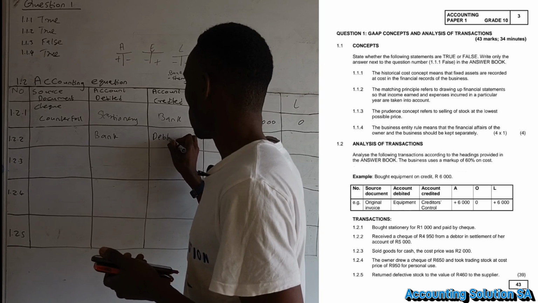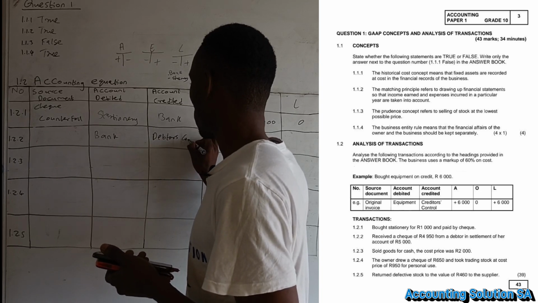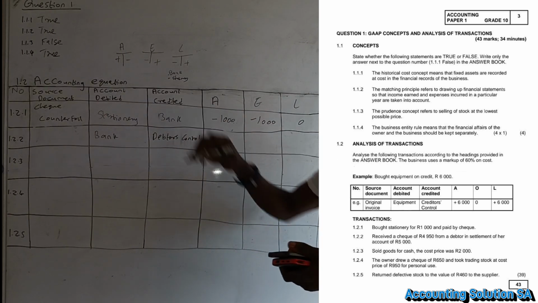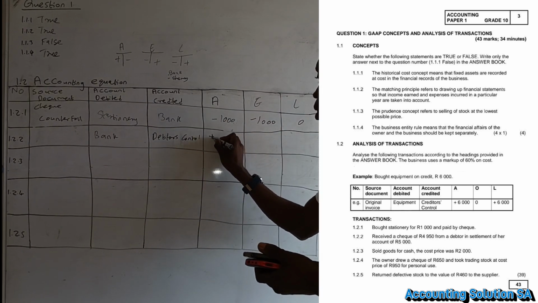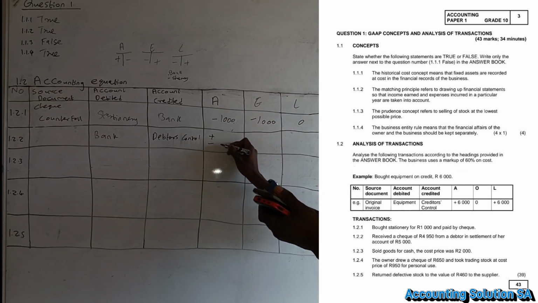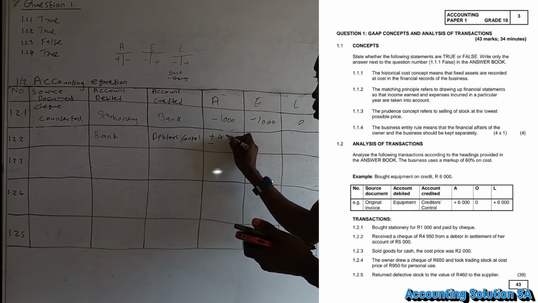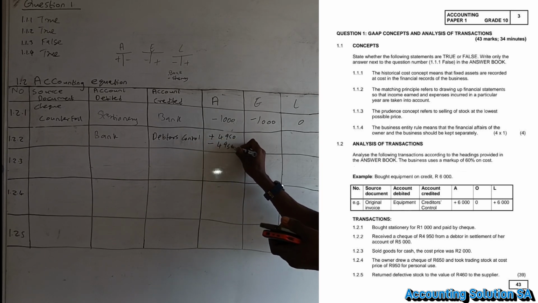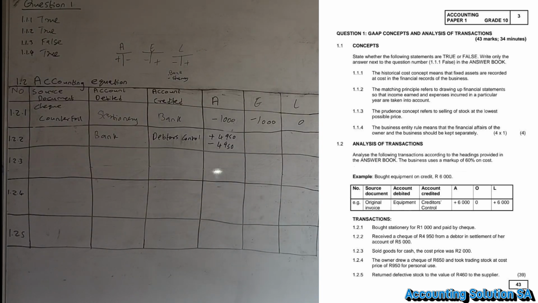And debtor's control, we are going to credit it to indicate that this person has reduced what? Liability. It's going to be minus amount of 4,950. Very simple. Then the next one, on the same transaction, guys, we have to record a discount.